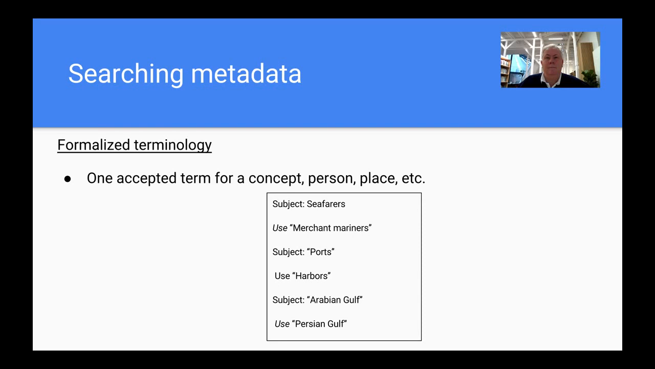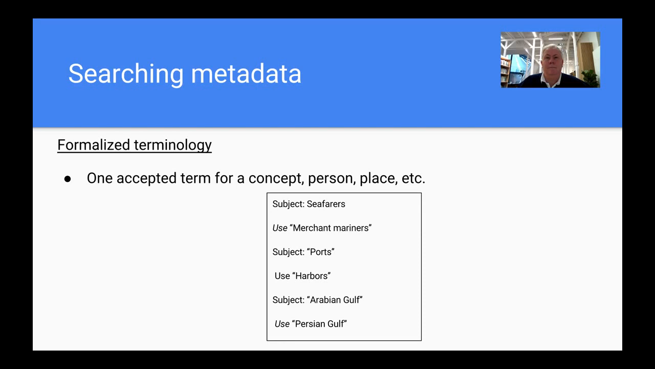Now, I don't really know anyone, since I've been working with maritime folk, that actually uses that term merchant mariners, but that is the official subject heading. So you're not going to get anything if you type seafarers in that subject field. You'd have to use merchant mariners. Same thing, ports. We don't want to have two different concepts, two different words for the same concept. So if you're going to use the subject headings, ports is the wrong word. You use harbors. And again, same with places and place names.